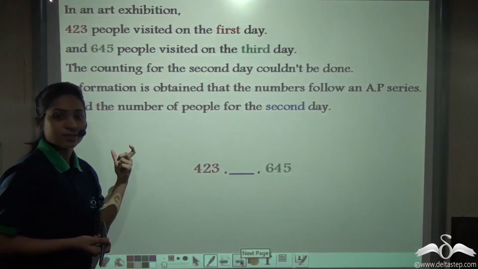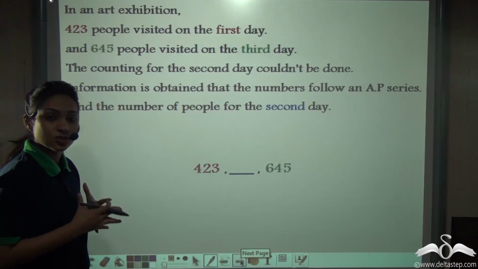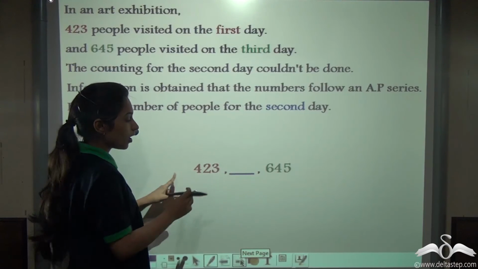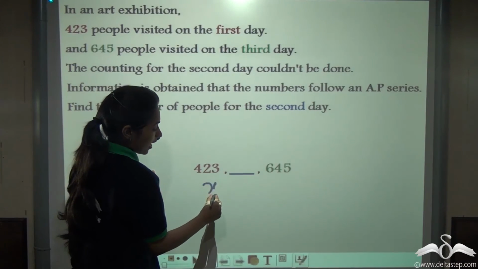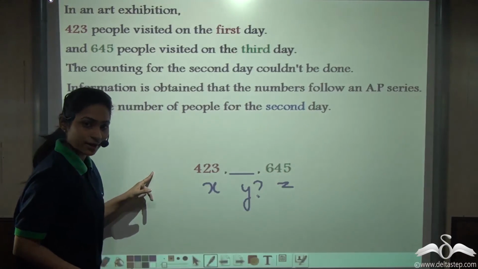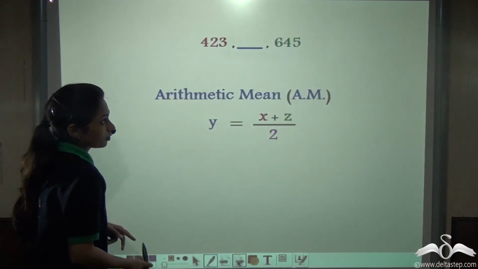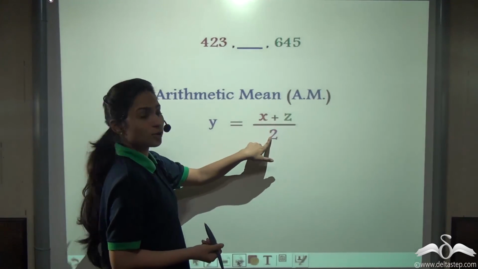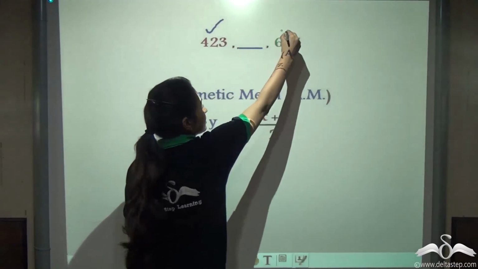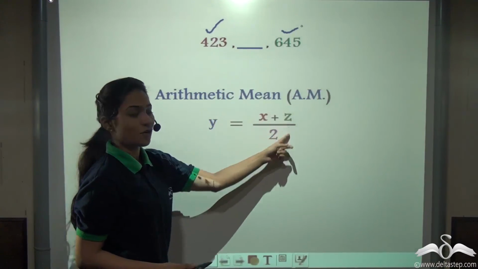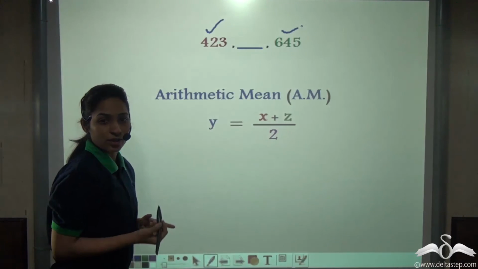So now using this term of arithmetic mean and using this concept, you can find out the missing number here also. Here what are you having? You are having x, you are having z, but y is missing, right? Now we know that y can be calculated by (x plus z) by 2. So here if x is given, z is given, you have to just substitute these values in this formula to find out y. Do that yourself.